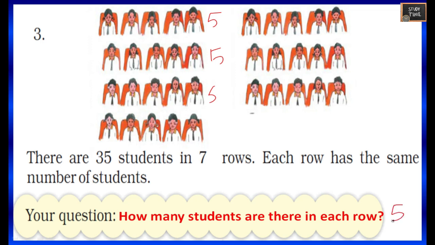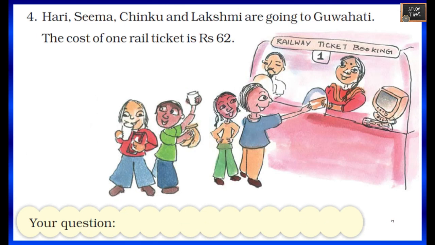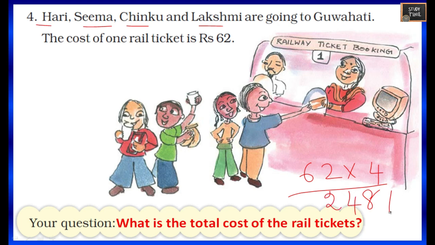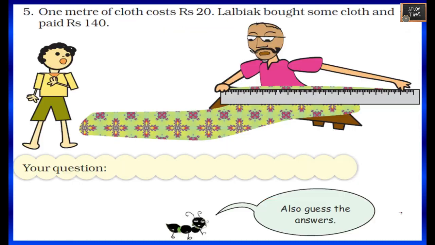So it is 5. Next, Hari, Seema, Chinku and Lakshmi are going to Guwahati. The cost of one rail ticket is 62. What is the total cost of the rail tickets? So 4 people: 1, 2, 3, 4. 62 into 4. So 248 rupees is the total cost of the rail tickets.